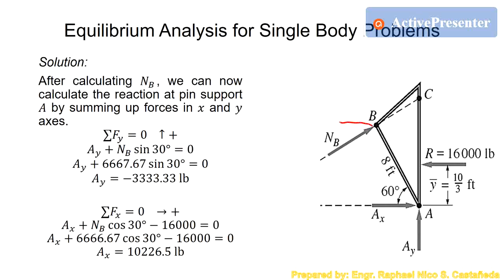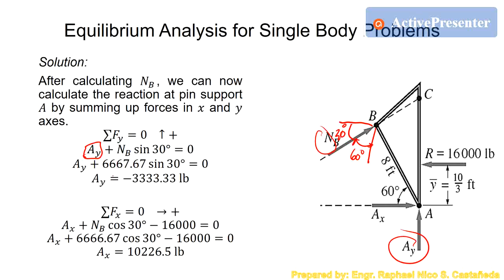So, I use this angle right here. We have two angles here: 60 degrees and 30 degrees. I use the 30-degree angle. If we use summation of forces in Y, we have two forces, AY and NB. Both are positive because both are going upwards. So we have AY positive, NB sine 30 equals 0.